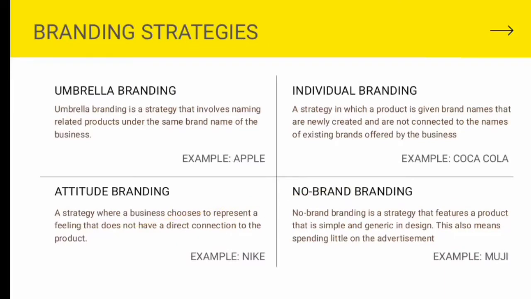Umbrella. So we have the types of branding strategy. First is umbrella branding. Umbrella branding is a strategy that involves naming related products under the same brand name of the business. Example, Apple. Apple Store: Apple phone, Apple MacBook, Apple tablet, iPad. Apple iPad, di ba? Na siya Apple nakabutang.